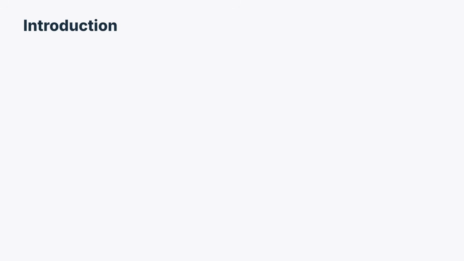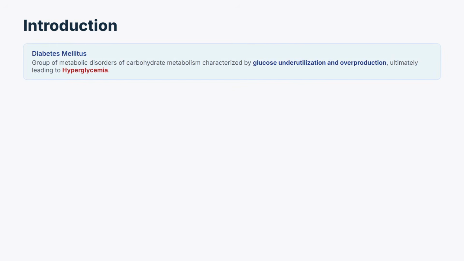So as we all know, diabetes is a group of metabolic disorders of carbohydrate metabolism characterized by both glucose underutilization as an energy source as well as overproduction due to inappropriate gluconeogenesis and glycogenolysis, ultimately leading to hyperglycemia.